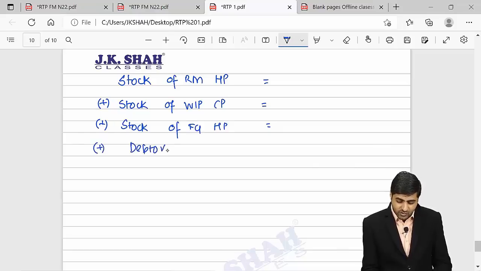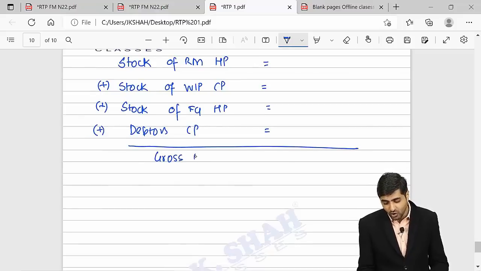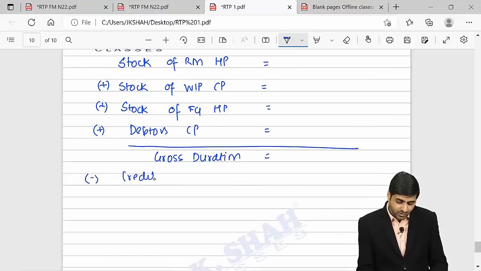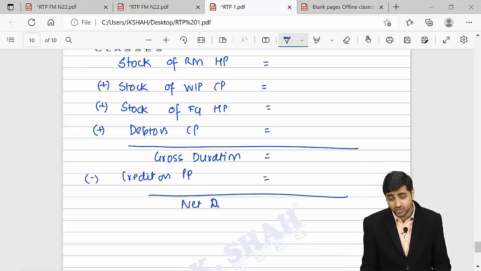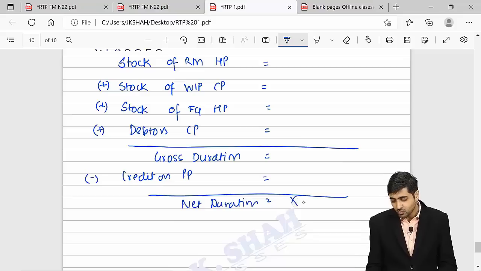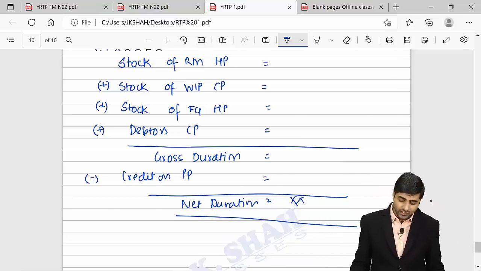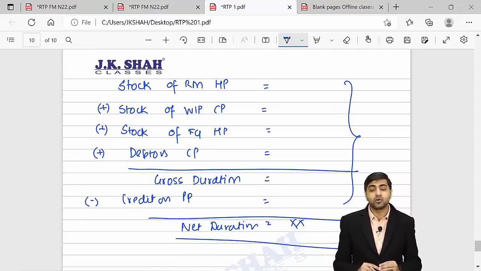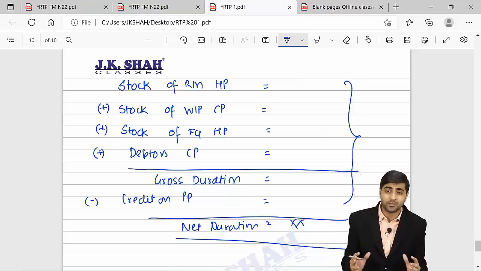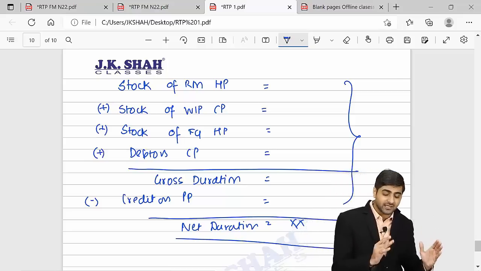So this together will give me my gross duration, the time period for which the money is getting blocked. And then if there is any creditors payment period, I need to subtract that creditors payment period to ultimately get my net duration, and this net duration will be nothing but your operating cycle duration. So basically we are required to calculate the time period of these five things, and then accordingly we will come to know the net duration, the operating cycle duration, which will help you understand for how much period of time your money is getting blocked.